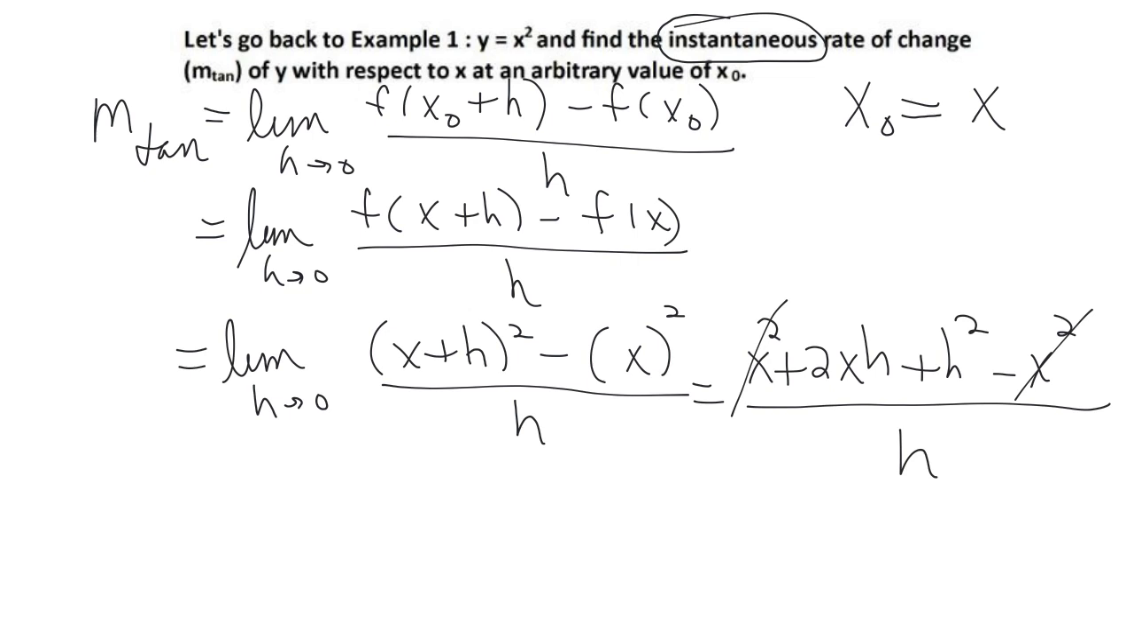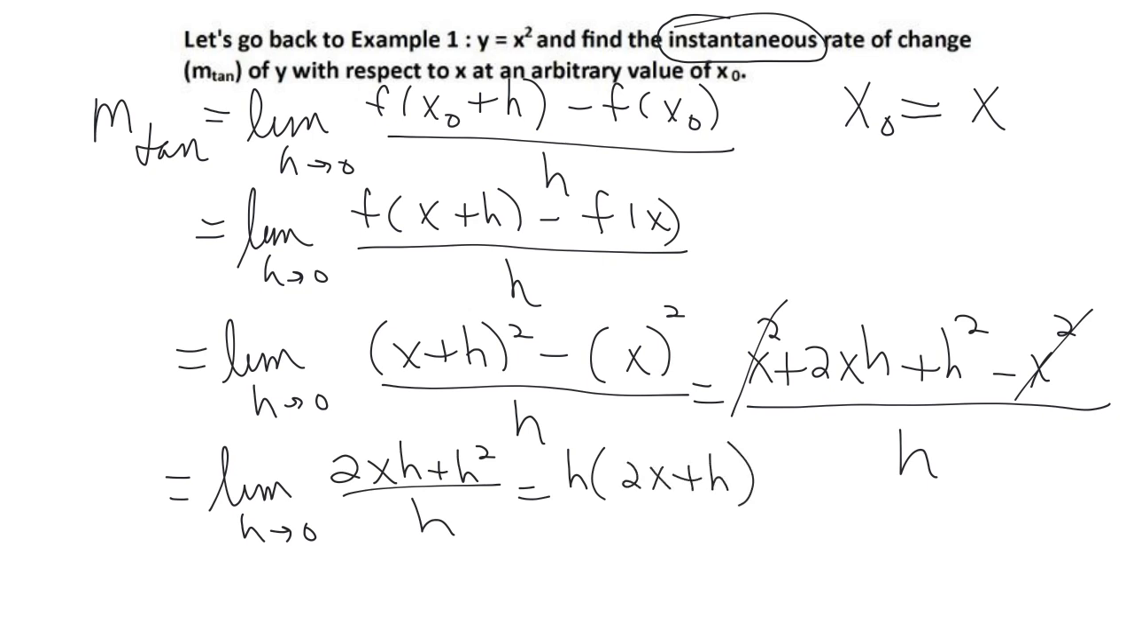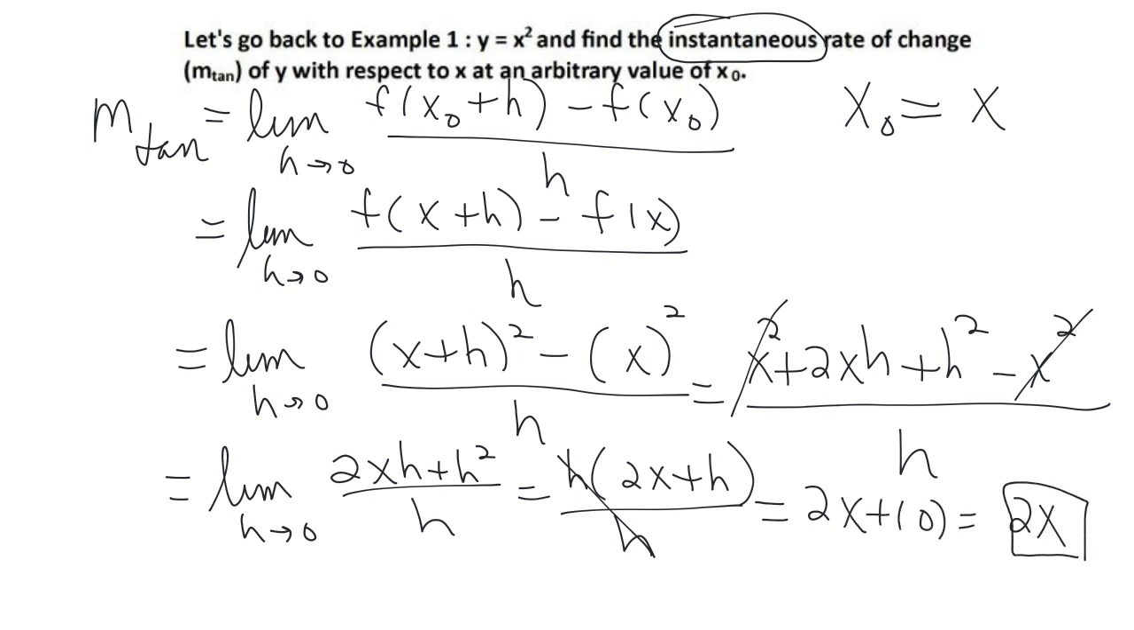The x squareds are going to cancel, and I'm left with the limit as h approaches 0 of 2xh plus h squared over h. I'm going to factor out the h and get 2x plus h over h. The h's cancel, and then I can go to direct substitution. So the formula that's going to work for every single point that's tangent to this curve is 2x.